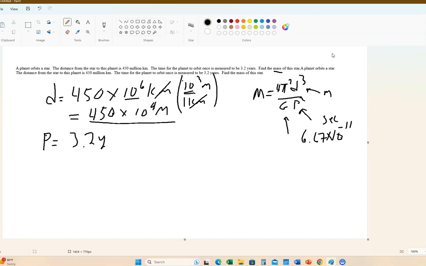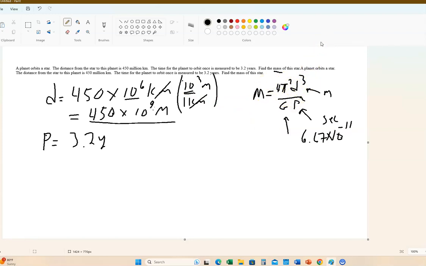That 9 doesn't really look like a 9. It actually looks more like a 4. Sorry about that. Let me erase that. I don't want anybody to get the wrong idea. So that's 10 to the ninth. There, that looks better. The other thing, of course, is the period. The period's given to us in years, so we have to convert that to seconds. I'm pointing at the wrong thing; that's big G. And then we're going to use the modified version of Kepler's third law.